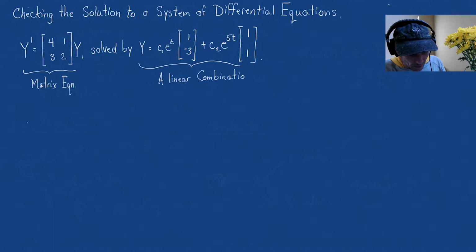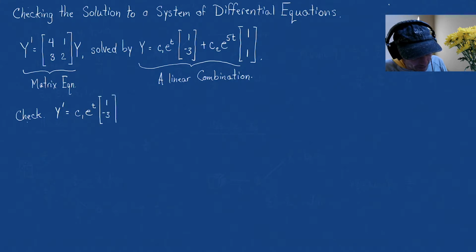Okay, what we're going to do is check our solution. Well, let's take the derivative. I'm going to start with a linear combination, and let's find the derivative of y. You can't take a derivative of a vector that's just constant, so that doesn't matter. So the derivative is only affected by e to the t. That's c1 e to the t times the vector of 1, negative 3.